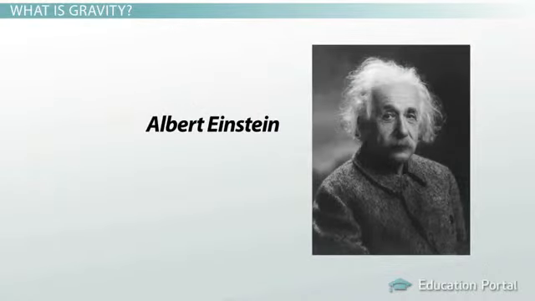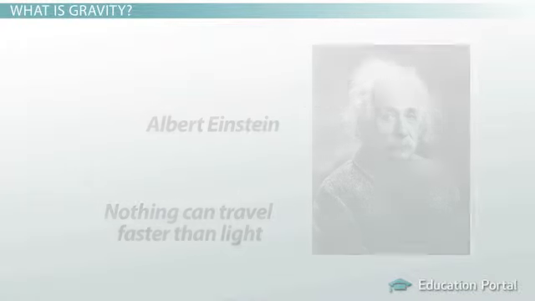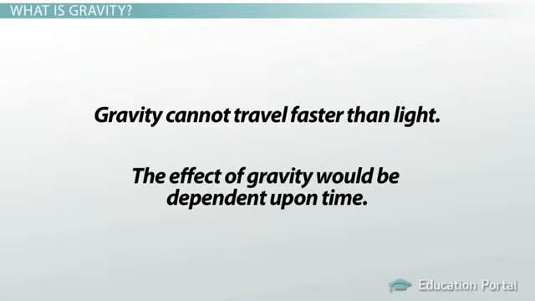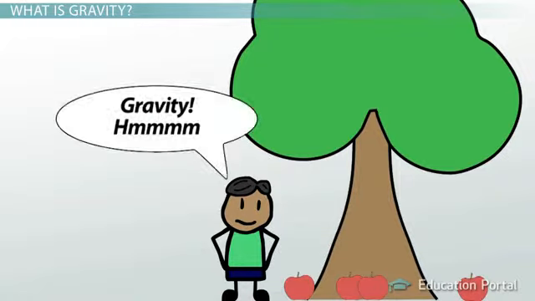This was acceptable until Einstein postulated that nothing can travel faster than light, including gravity. If gravity cannot travel faster than light, then the effect of gravity would be dependent upon time. It was no longer sufficient to simply appreciate the existence of gravity. This sparked science to reopen the case of gravity in search of its very nature.